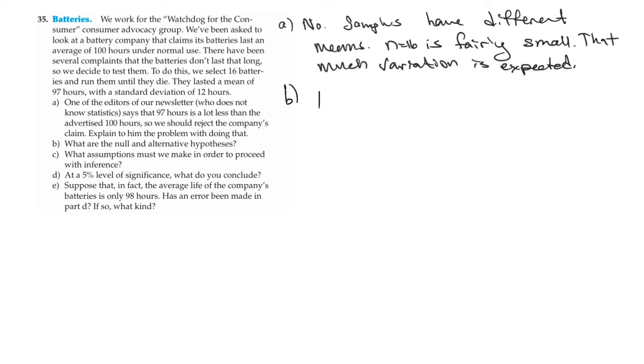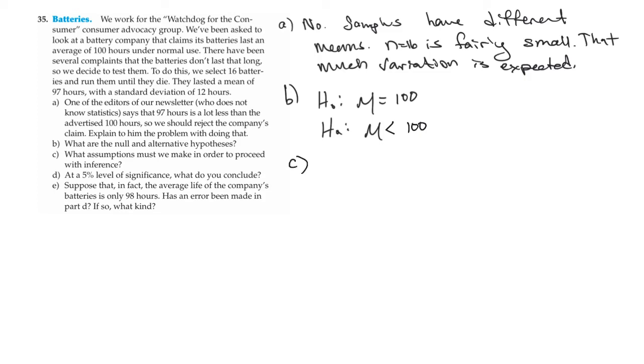In part B, the null hypothesis would be that the mean runtime of the batteries is approximately an average of 100 hours. The alternative here would be that they claim it's not 100. If it does more, that would be silly, right? They're claiming that it's less than 100 hours.